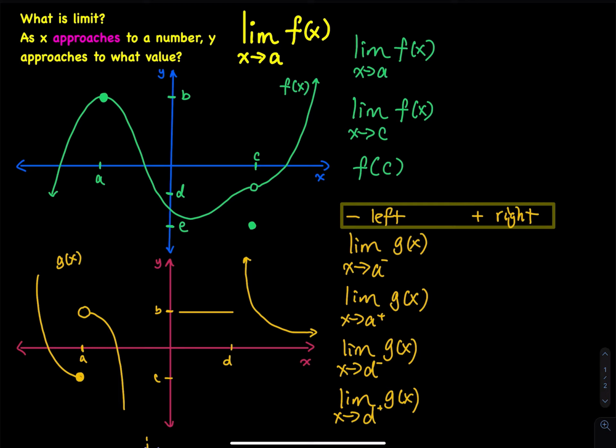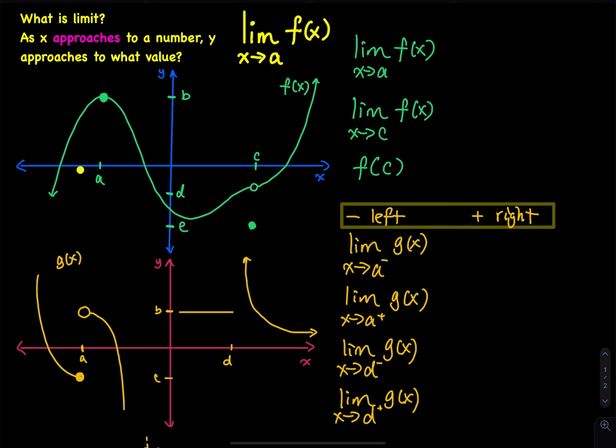So let's take a look at the first picture. In the first picture, I have a graph. I have a few points on the graph. So the first limit that I am asking is the limit of f of x as x approaches a. So let's find out where x approaches a. So x approaches a is right over here, right?